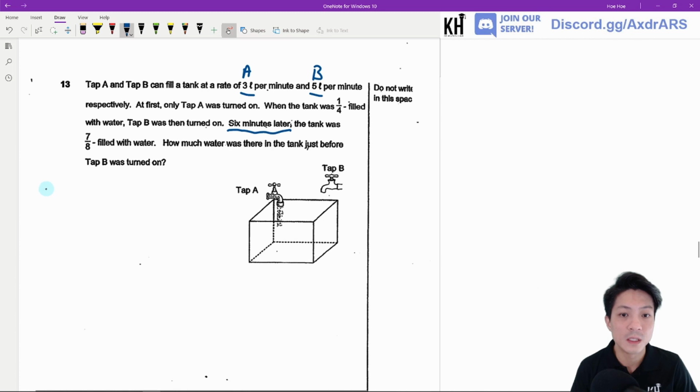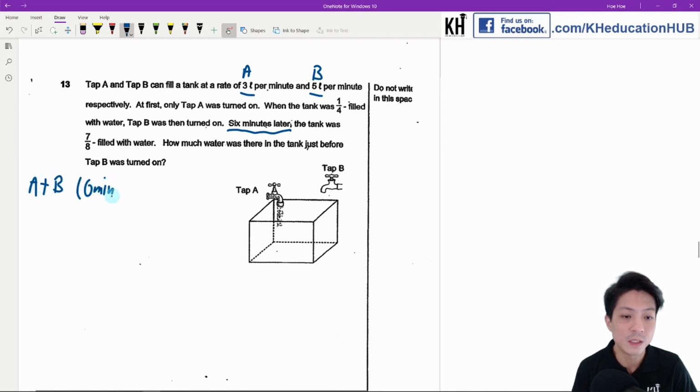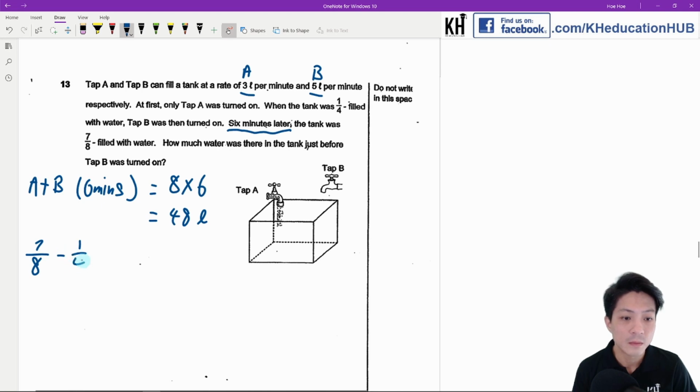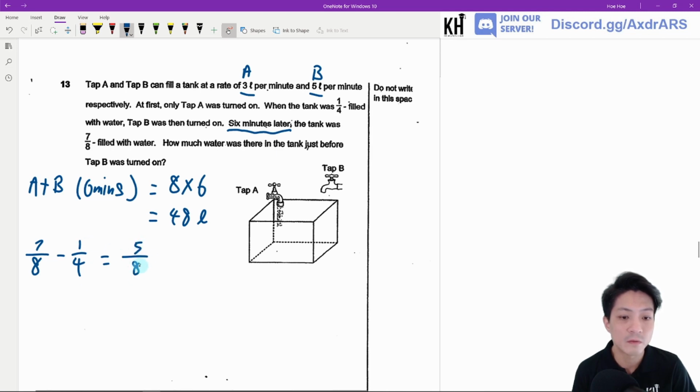Okay, we're gonna find out in 6 minutes, right, how much water flowed out from both tap A and tap B. Okay, so A plus B, 6 minutes. It's gonna be equal to 8 times 6, which is 48 liters. Okay, next I'm gonna find out what is the fraction of the tank that was filled during these 6 minutes. Okay, so 7/8 minus a quarter, which is 2/8, is gonna give me 5/8.